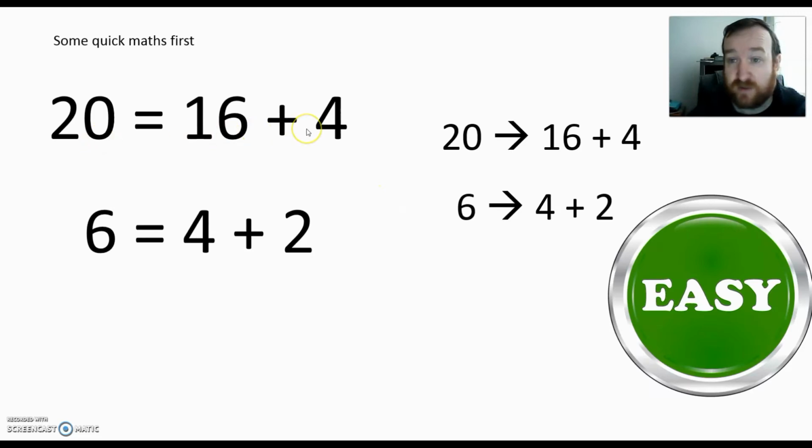20 equals 16 plus 4. 6 equals 4 plus 2. Okay, really easy sums. Now I've written it down slightly differently here. The numbers are the same, but I've just changed the equal sign into an arrow. 20 goes into 16 plus 4. It's the same on both sides. This is the skill that you need to use to be able to get tons of marks in your physics paper if nuclear equations come up.